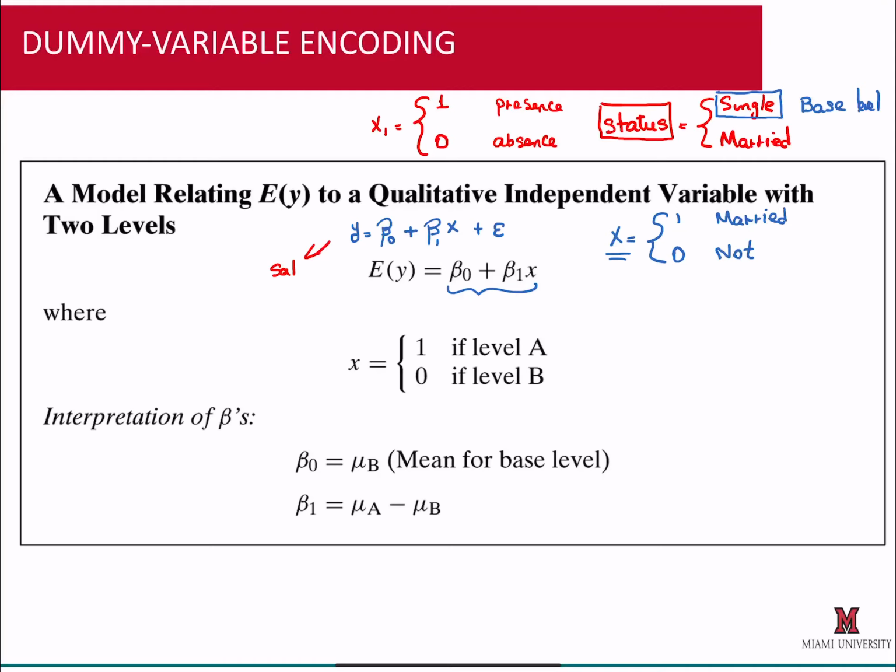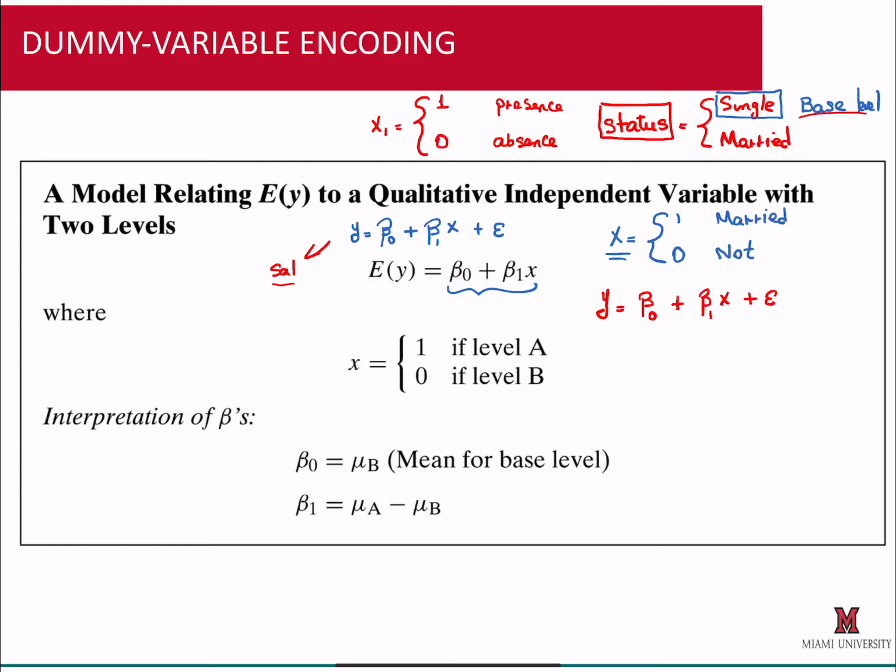So how are we going to incorporate a prediction for a married individual, and how are we going to incorporate it for an individual that is single? Let's start with the base level, the base class. Suppose the individual we're trying to predict the salary for is single. The equation will become just that: y is equal to beta 0 plus beta 1 times x plus epsilon.